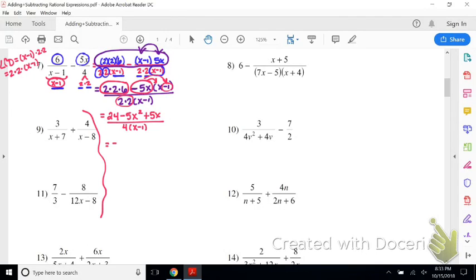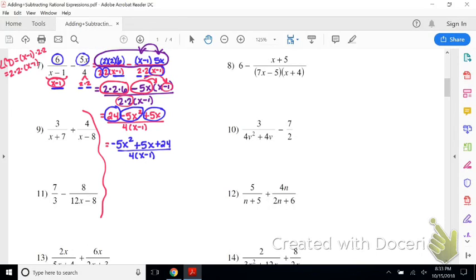So I'm going to switch my order. I'm going to put my x squared term first. And so we can see, let's change colors here, we can see that's a negative 5x squared. And then my x term, so that's a positive 5x. And then my no x, or just my constant there, which is a positive 24, all over that least common denominator.